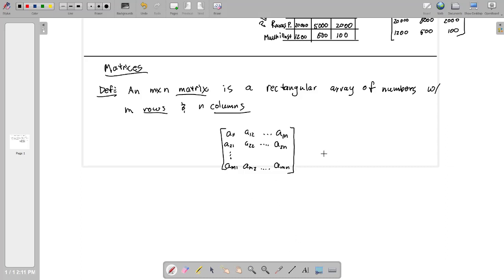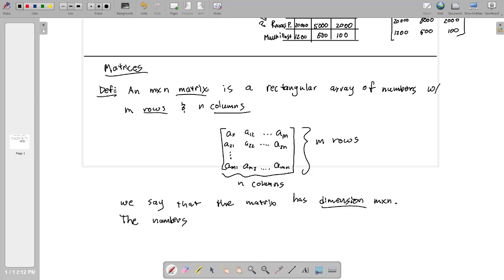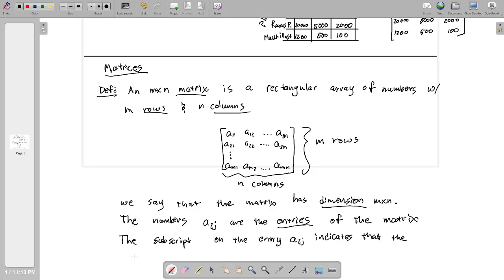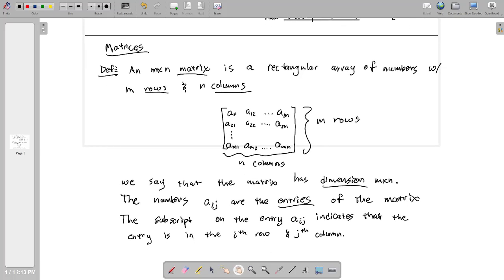Now this is what a matrix is, where we have m rows and n columns. We say that the matrix has dimension m by n. The numbers a sub ij are the entries of the matrix, and the subscript on the entry a sub ij indicates that the entry is in the ith row and jth column. So notice that we list a position in the matrix as subscripts i, j, where the first number is the row and the second number is the column: the ith row, jth column.